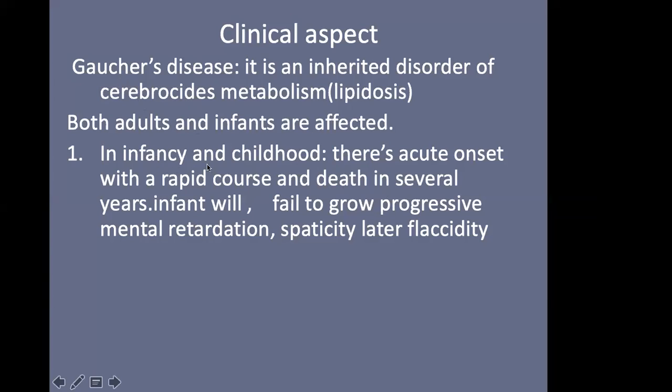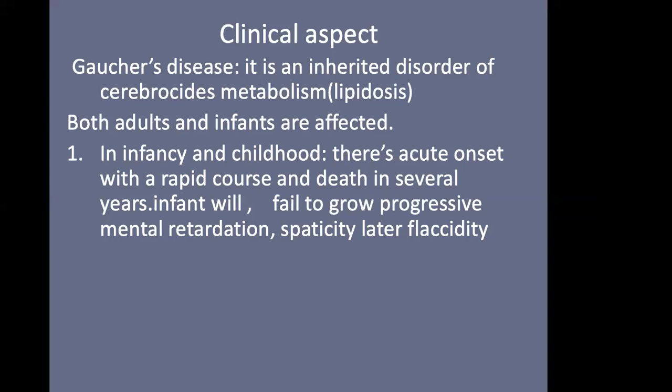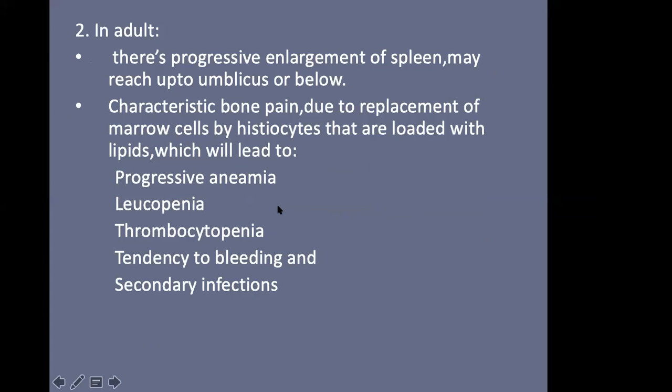Gaucher disease in infancy and childhood. This Gaucher disease has three further types: Gaucher disease 1, 2, and 3. But you have to remember just the enzyme in the next slide, and what is Gaucher disease? It is a lipid storage disease. Don't remember these things.